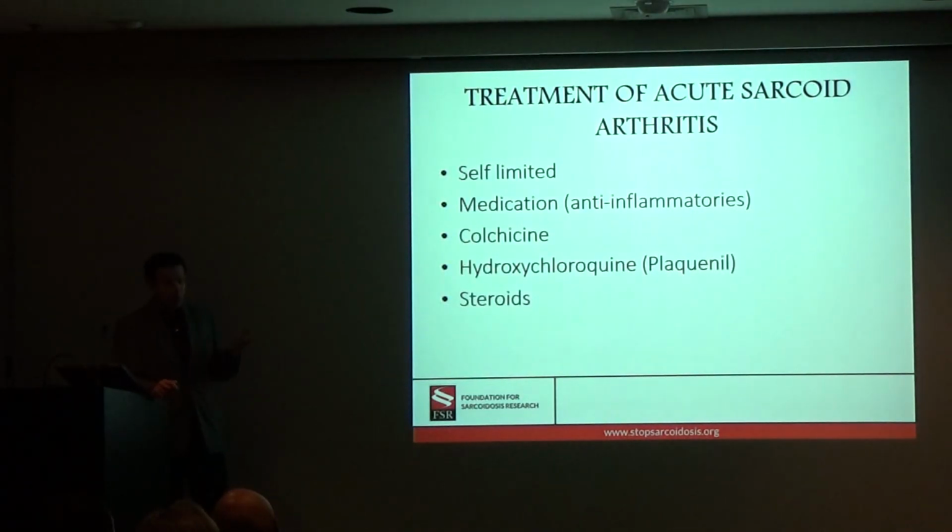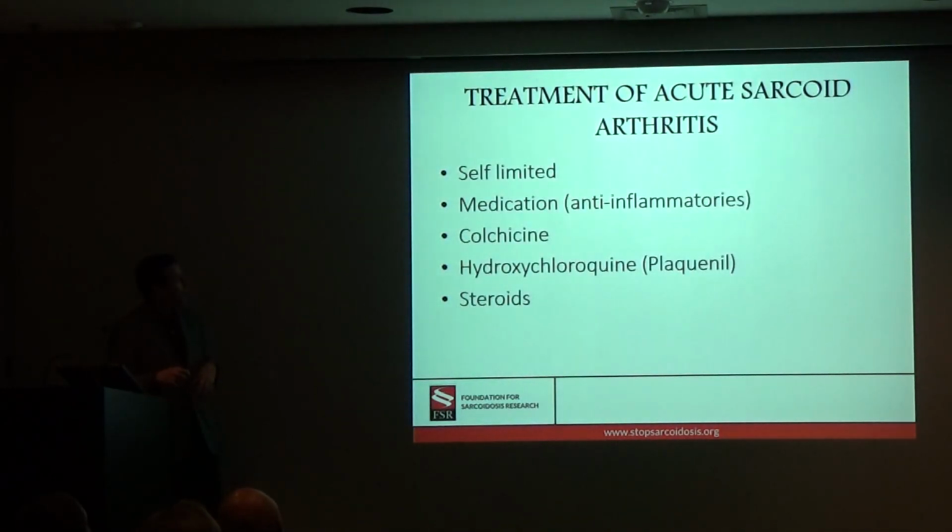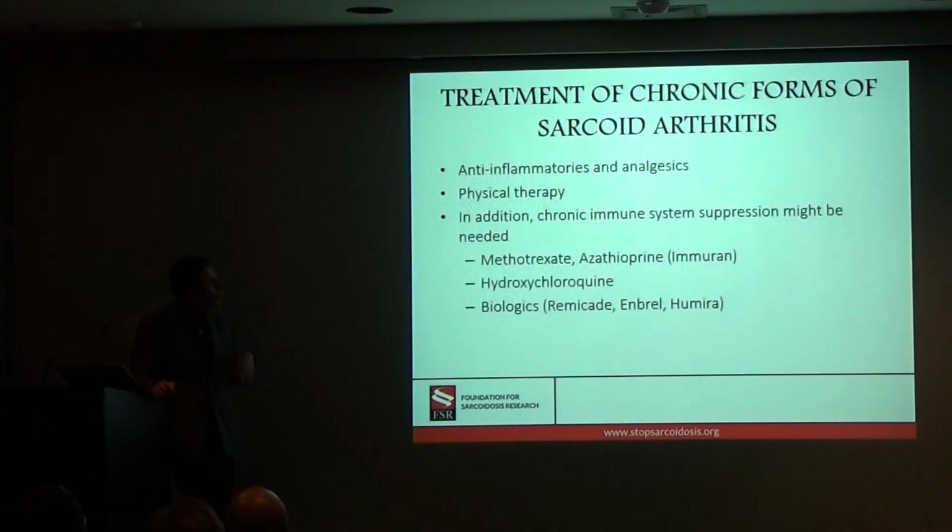So if it's an acute sarcoidosis, it's mostly self-limited, but anti-inflammatories can help us. Other medicines like Plaquenil or steroids, used in short courses, can be helpful too. I'll talk more about this when we get to this part, the chronic sarcoid arthritis. So what do we use for patients who have chronic arthritis caused by sarcoid?